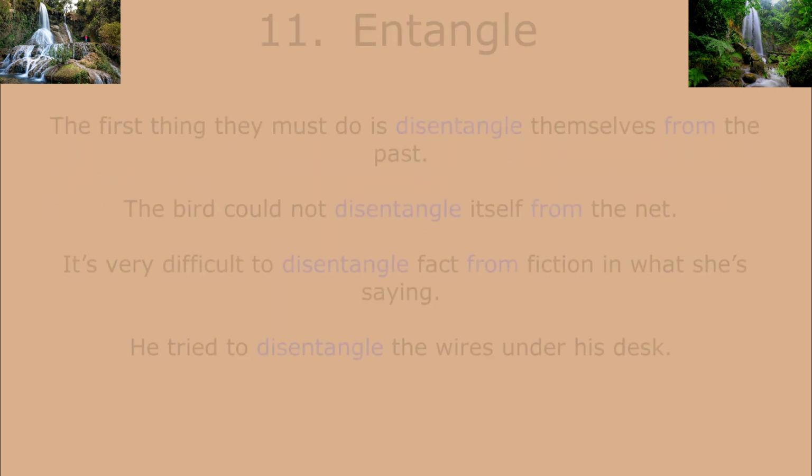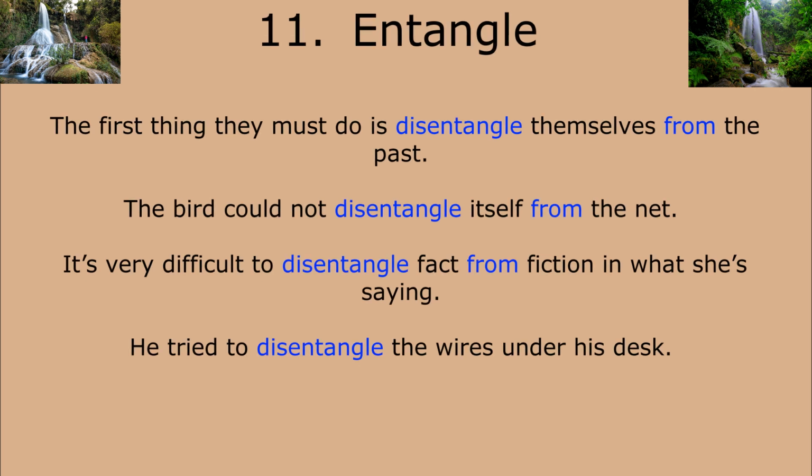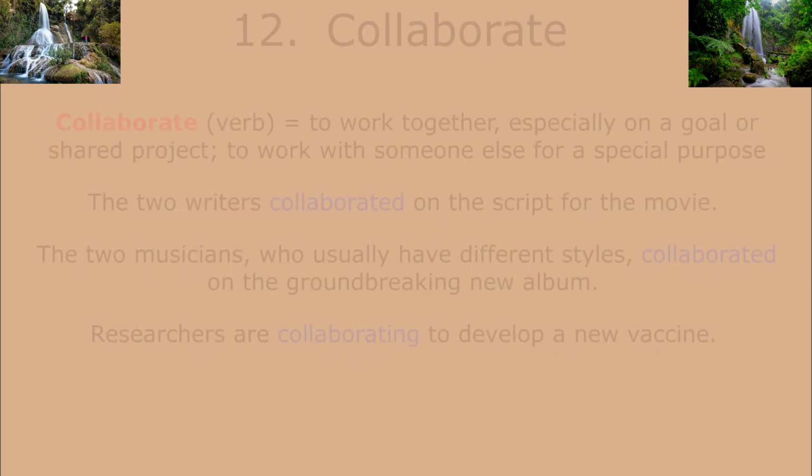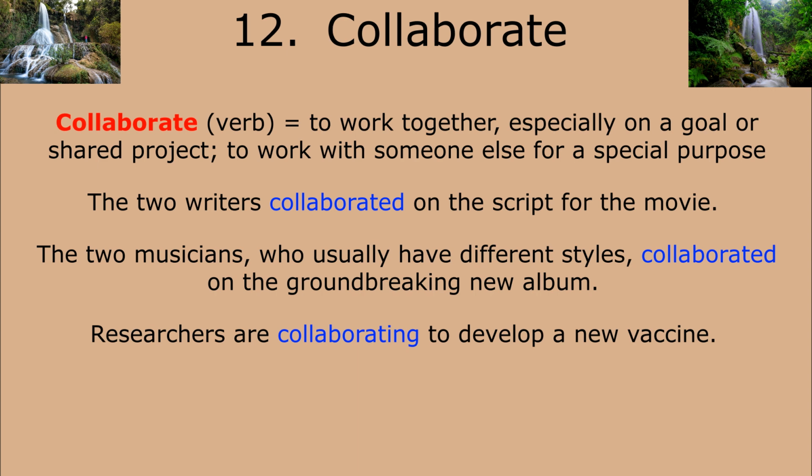For example, the first thing they must do is disentangle themselves from the past. The bird could not disentangle itself from the net. It's very difficult to disentangle fact from fiction in what she's saying. He tried to disentangle the wires under his desk. Let's go on to the next word. The word number 12 is the word to collaborate.